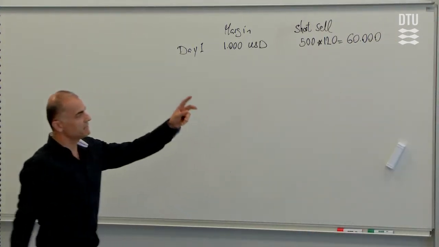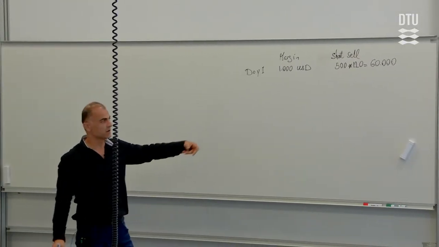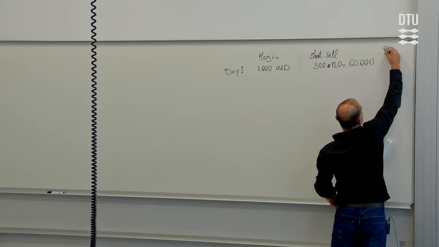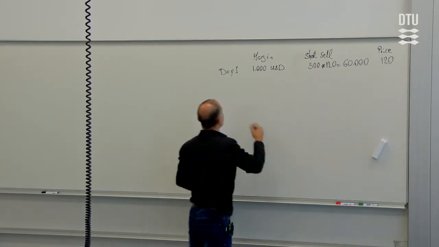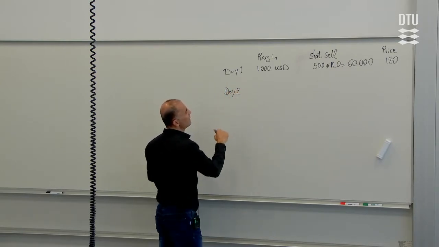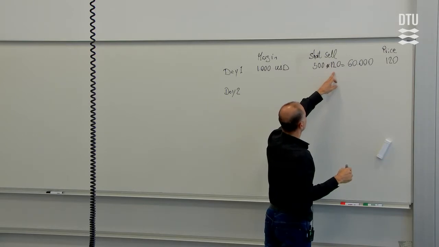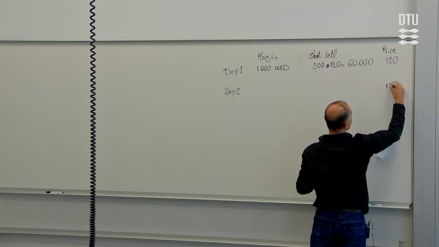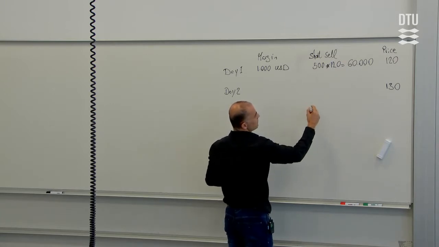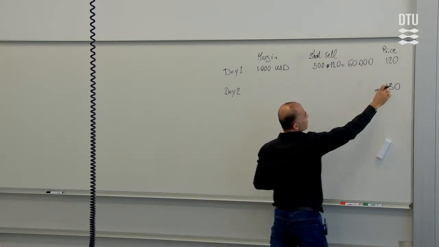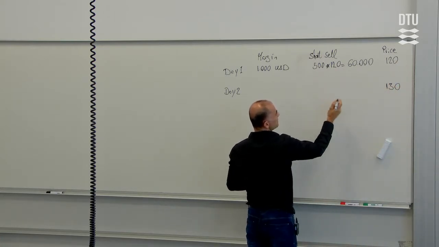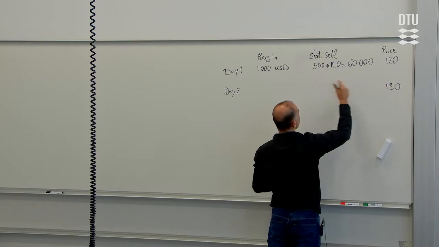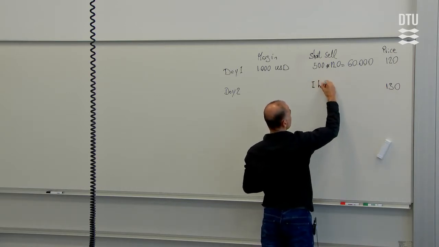Now, if the price went down to 100 from 120, that was a gain of 10,000. Now what happens if on day two the price doesn't go down, let's say it goes up? So it all of a sudden goes up to 130. Then I have 60,000 in my account, but there is a difference of 10. So what happens here? I have 500 shares that I have to buy back, and I have to pay 10 extra. So how much have I lost?